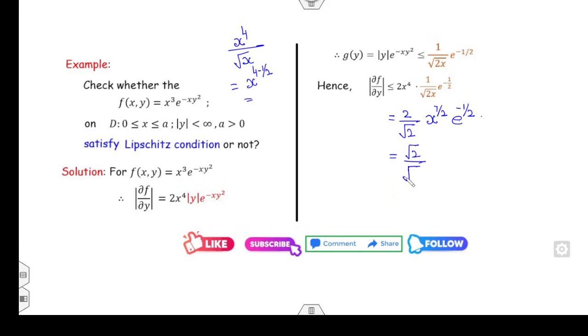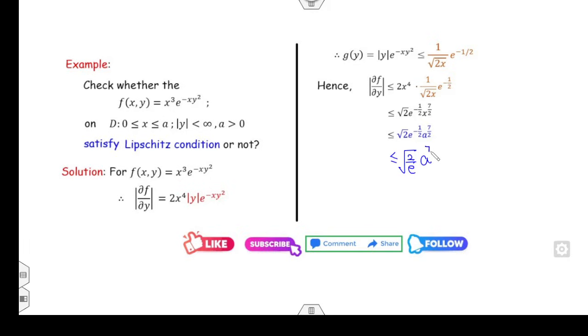This e I can write as a denominator. X will be less than a, so a raised to power 7 over 2. Fine. Clear? So I can write this number again as root 2 divided by e, a raised to power 7 over 2. Moreover, you can also see that root 2 over e is always less than 1. I will go a little further: which is less than a raised to power 7 over 2. Why? Because root of 2 by e is always less than 1. So that is my proper bound of the function.